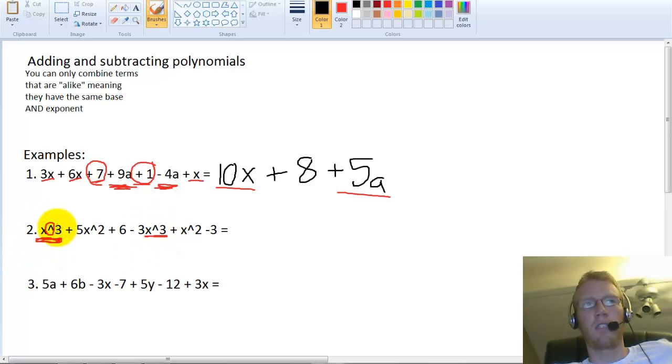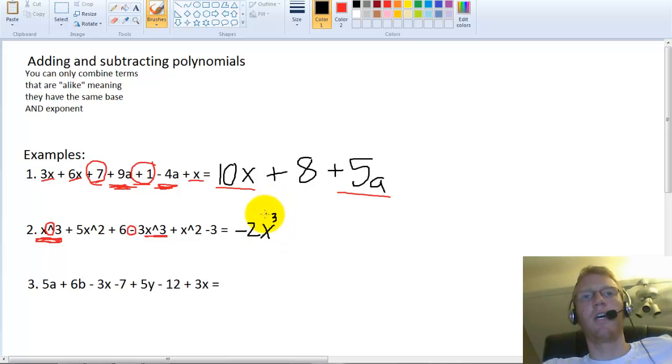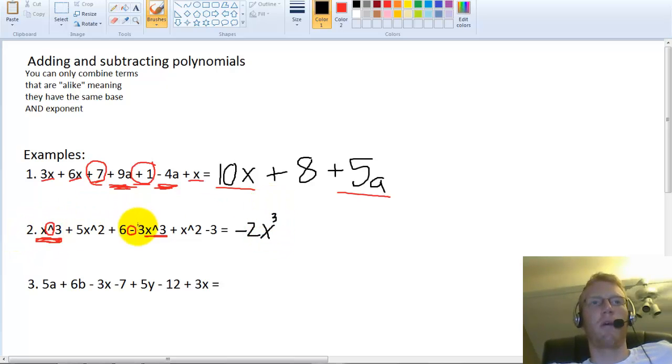Right here I have 1x to the third, and I'm subtracting 3 of them. What's 1 minus 3? 1 minus 3 is negative 2. And what is this thing that I'm subtracting, 3 of these from 1 of these? It is x to the third power. So the object that I'm adding and subtracting is x to the third, and the number of them that I have is 1 minus 3. If it helps, you can actually cross these out as you go. That way you don't accidentally use them twice.